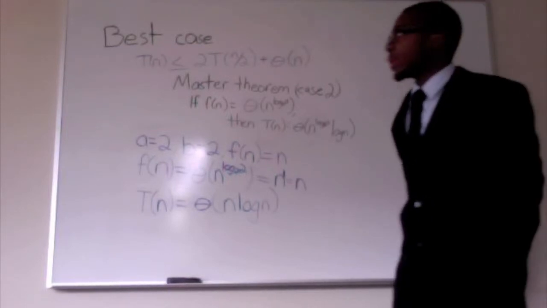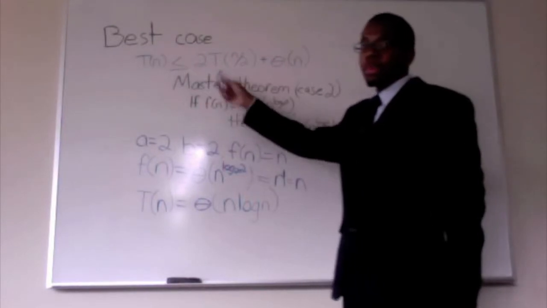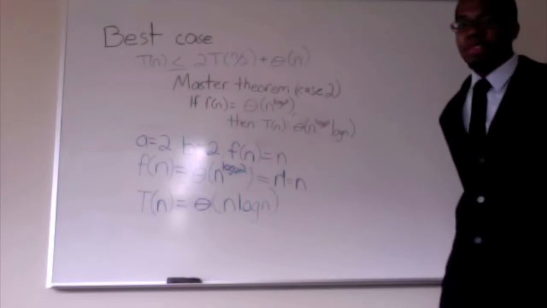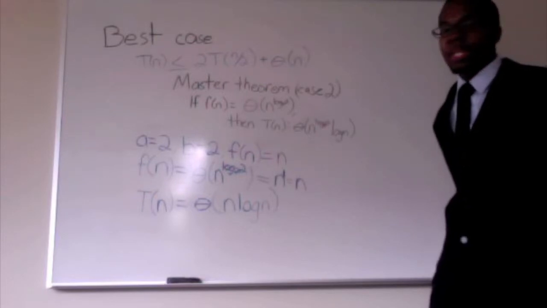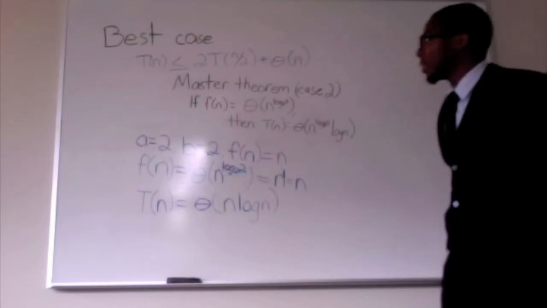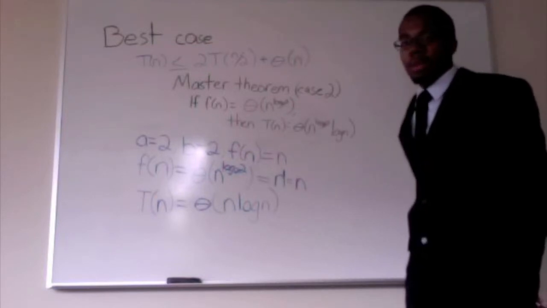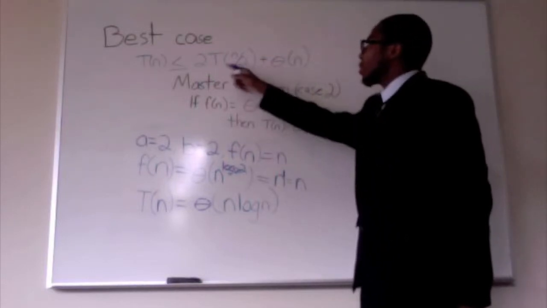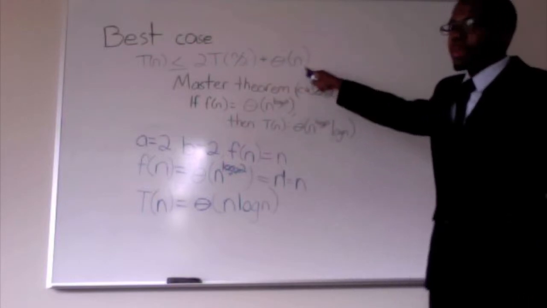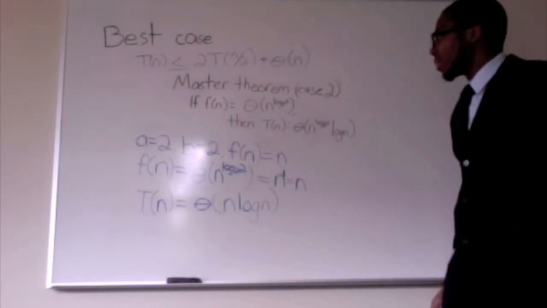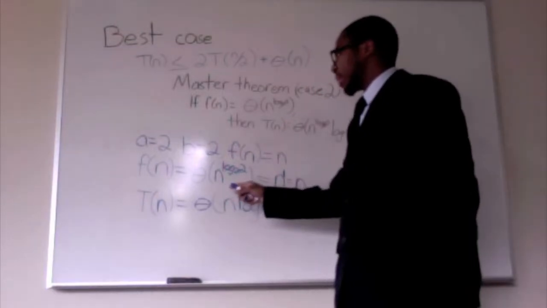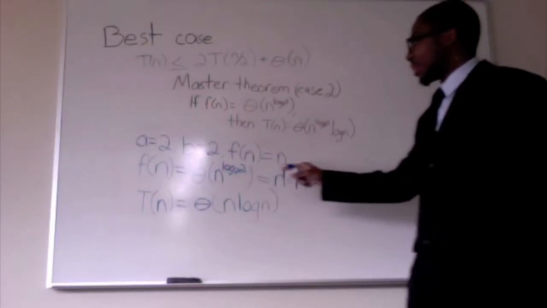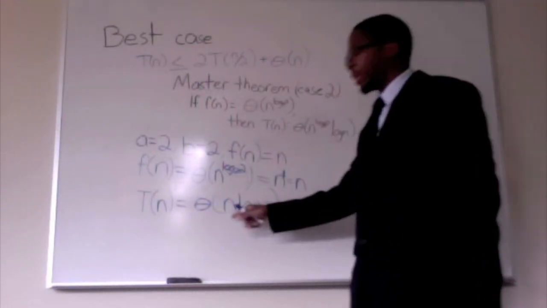In this scenario, the equation would be T(n) is less than or equal to 2T(n/2) plus theta(n). Master theorem case 2 tells us that if f(n) is equal to theta(n^(log base b of a)), then T(n) is equal to theta(n^(log base b of a) log n). In this equation, a is equal to 2, b is equal to 2, and f(n) is equal to n. So f(n) is equal to theta(n^(log base 2 of 2)), which is equal to n. So we know from that T(n) is equal to theta(n log n).